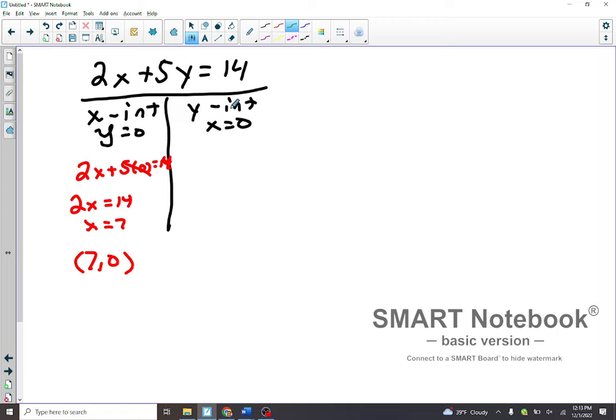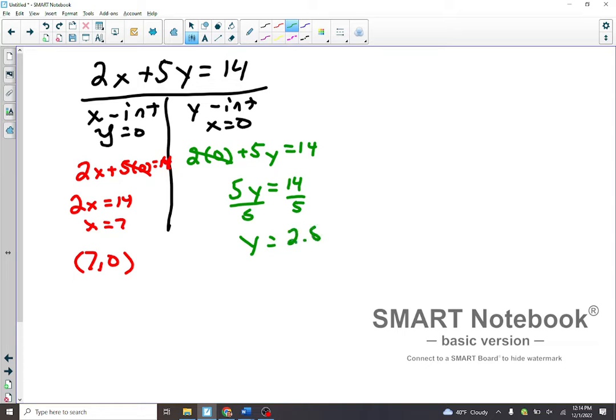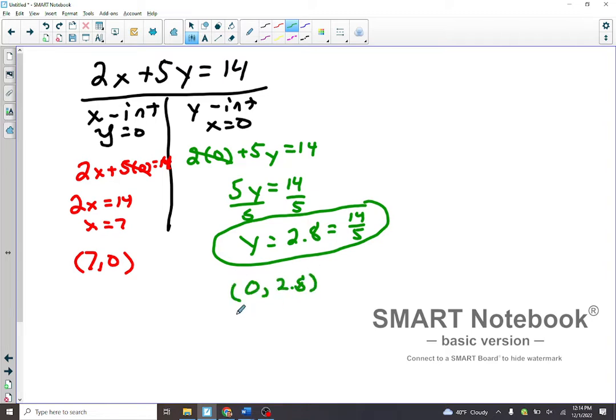While on the right side, I'm going to do the y-intercept. So 2 times 0 plus 5y equals 14. The 2 and 0 disappear because 0 just erases it from existence. 5y equals 14, divided by 5 on both sides. y is going to be, if you put it in your calculator, 2.8. You could also leave it as 14 over 5 if you want to leave it as a fraction. Both are okay. But your y-intercept is 0, 2.8, or you could say 0, 14 over 5. I don't care which way you do it.